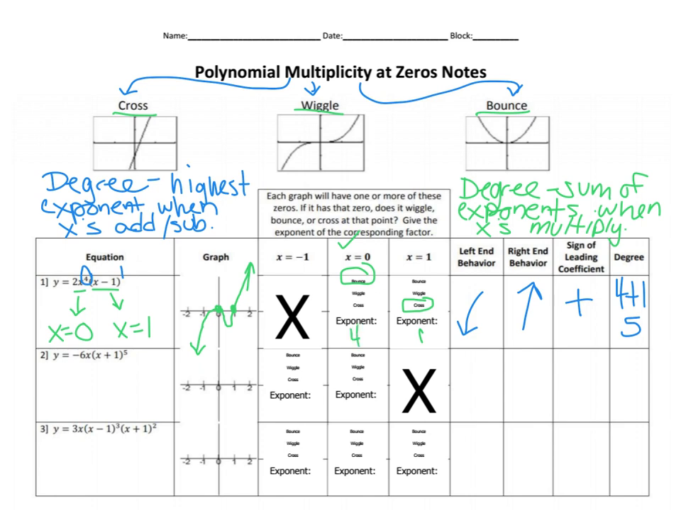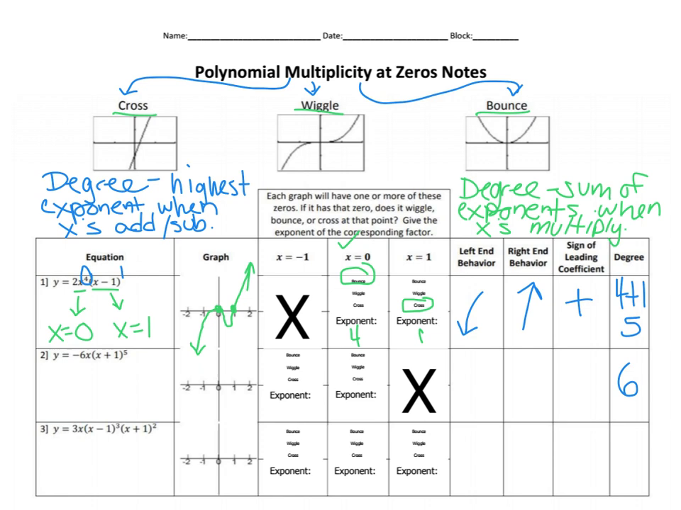We are going to see some patterns emerge from this. You might not have all of the patterns so far, but let's continue on with number 2. Going back to the familiar, let's start with degree and leading coefficient. My degree is 1 from the x outside the parentheses on the negative 6x, and 5 from the x plus 1 to the 5th. That 1 and 5 will add together to make a degree of 6.